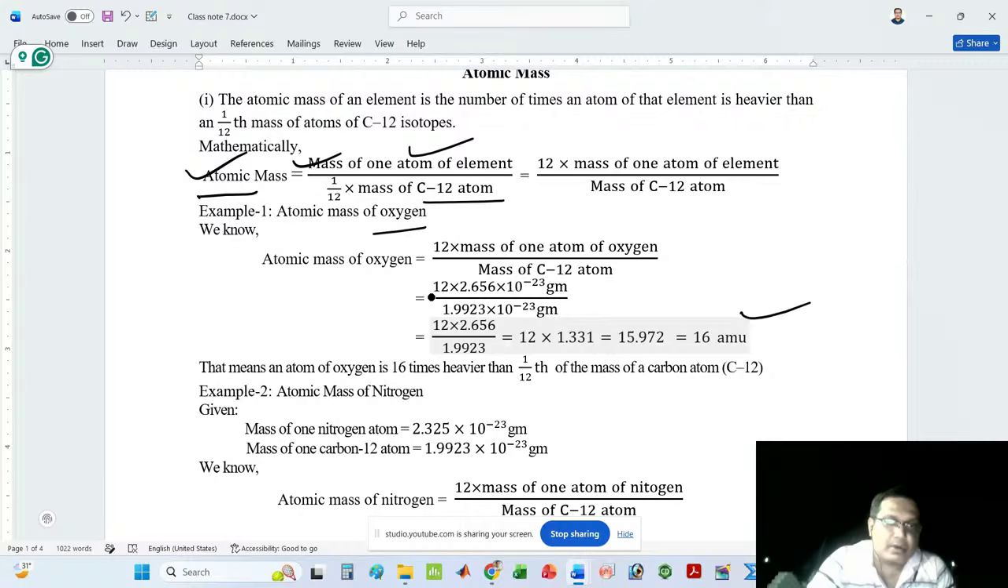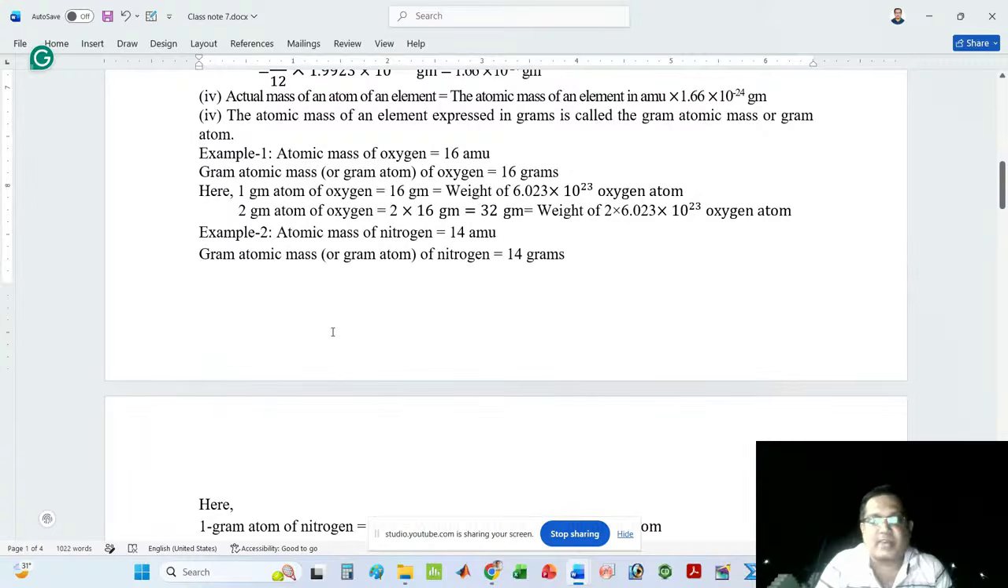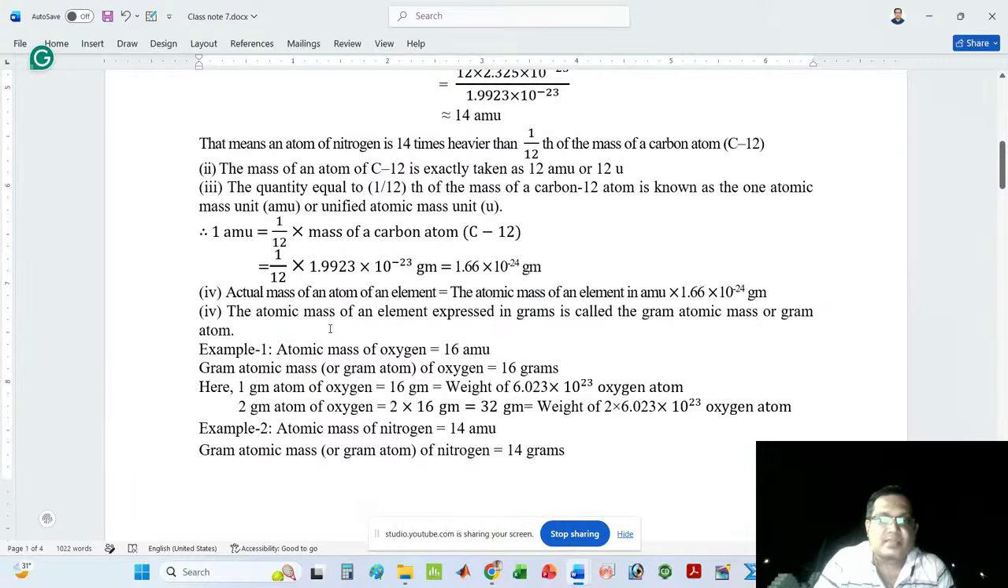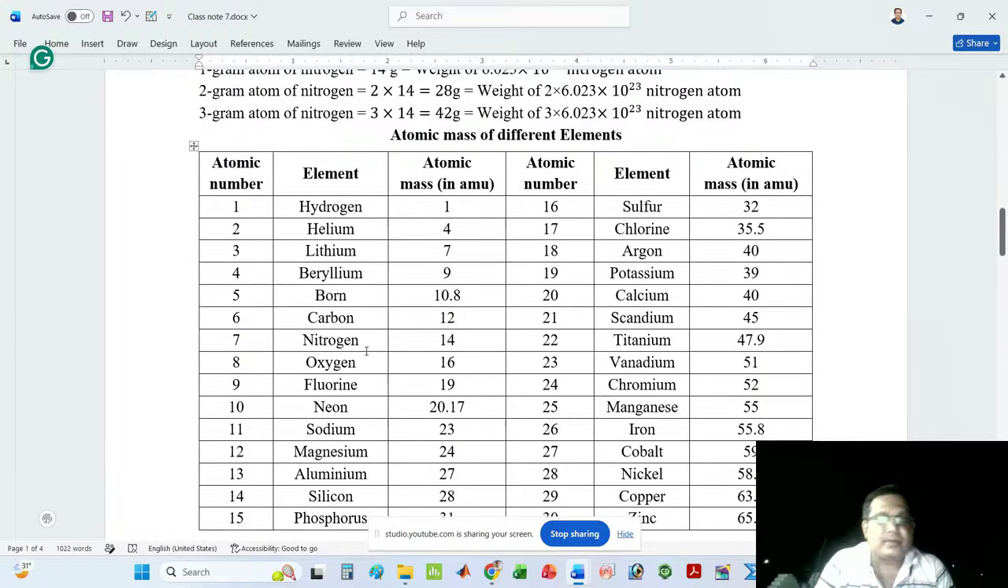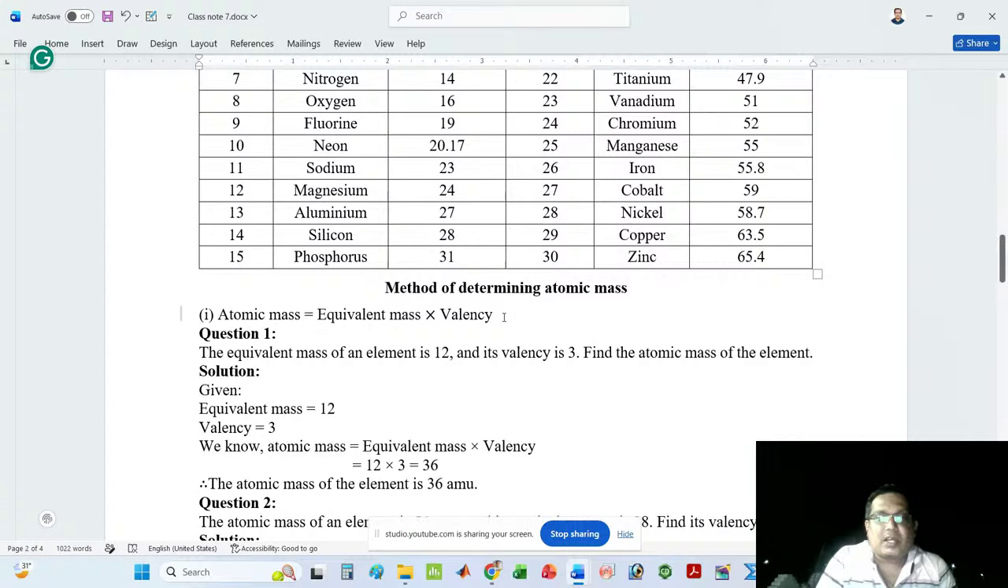Here I have also given the second example, that is atomic mass of nitrogen. There are some examples I have given to explain the term atomic mass. Here a table is given. In this table, I have listed some elements and their atomic mass. It is highly necessary to remember this table. Otherwise, it is difficult to calculate the molecular mass of a molecule. So, kindly remember this table.